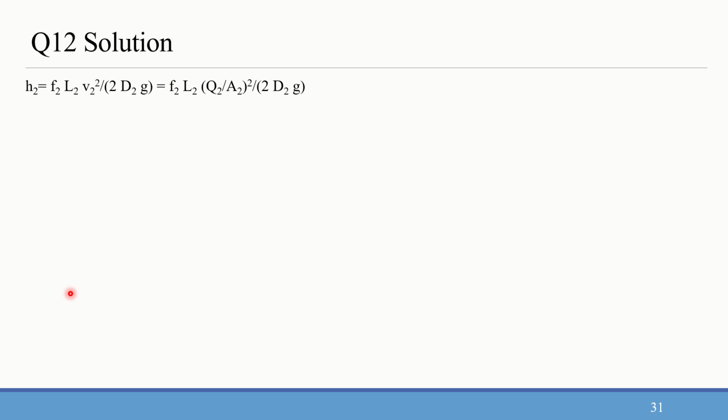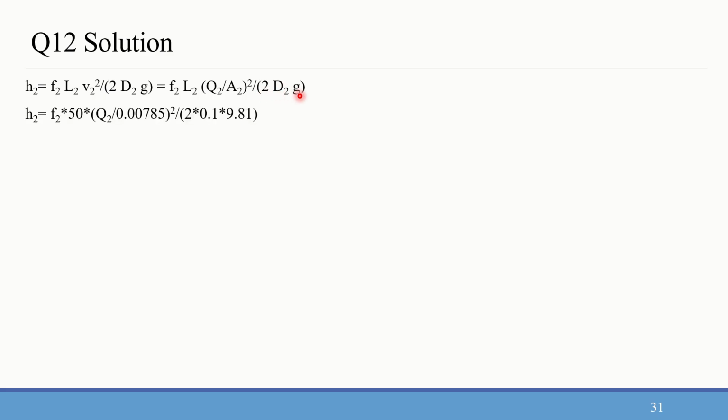So now we wrote it for question H1, that is for pipe 1 in the previous slide. Now we have to write the similar relation for pipe 2. H2 is equal to F2 into L2 into V2 square divided by 2 times of D2 into G. So here also V2 we can write it as Q2 by A2, and now it becomes F2 into L2 into Q2 by A2 the whole square divided by 2 times of D2 into G.